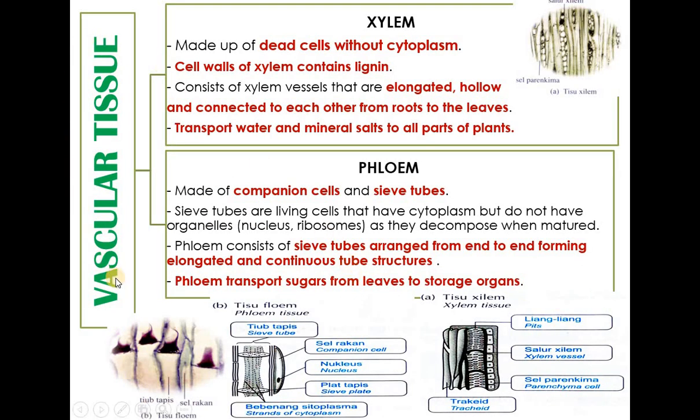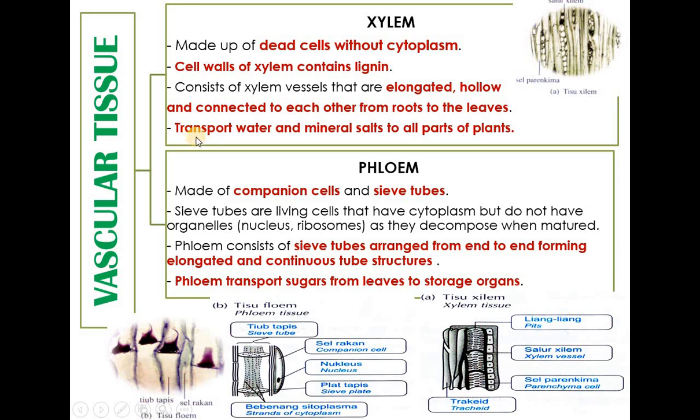Alright, last one, vascular tissue. Vascular tissue consists of two types of tissue, xylem and phloem. Xylem is made up of dead cells without cytoplasm. Cell walls of xylem contain lignin. It consists of xylem vessels that are elongated, hollow, and connected to each other from roots to the leaf. What is the function of the xylem?